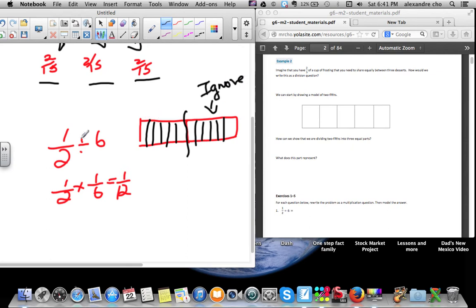But focus on this. So if you have a half, which is this part right here, and you divide it into 6 parts, each part is going to be 1 over 12. So that's 1 over 12. This is also 1 over 12, 1 over 12, 1 over 12, 1 over 12, and 1 over 12. So if you have half a cake and you want to divide among 6 friends, each of them gets 1 over 12. Okay, so there. Your model backs up your problem. Okay.